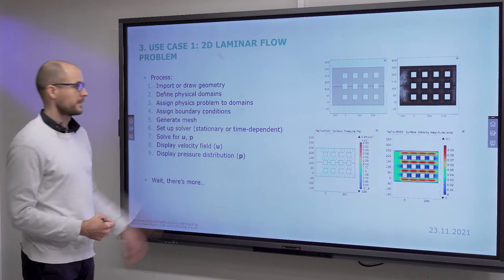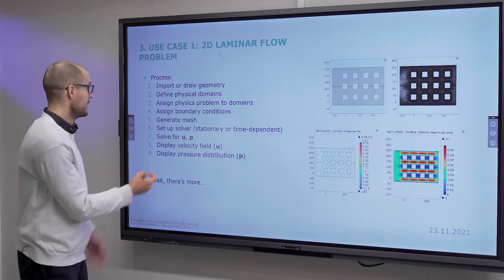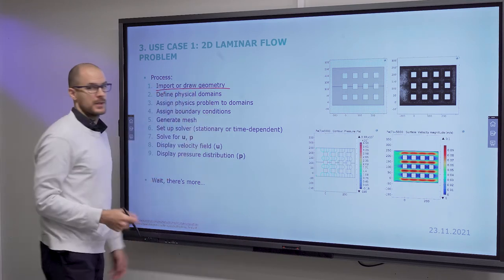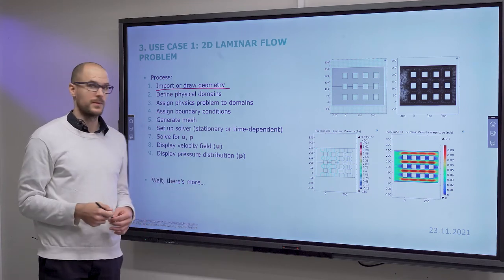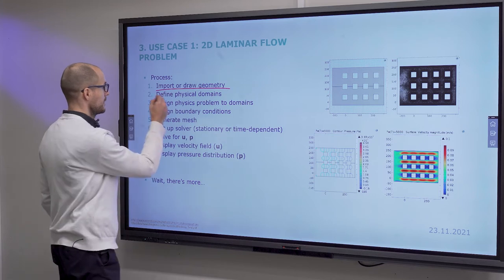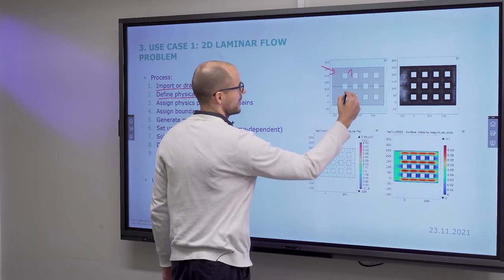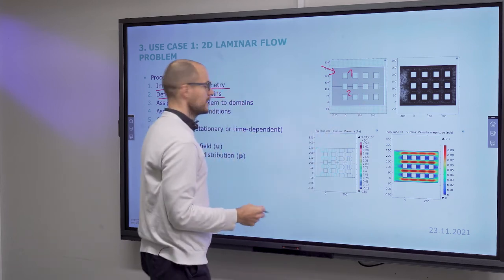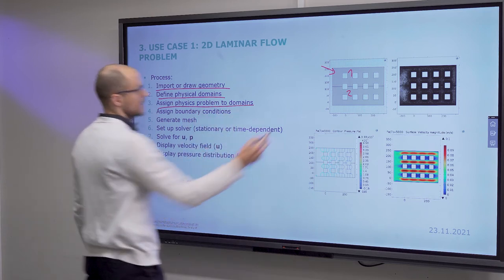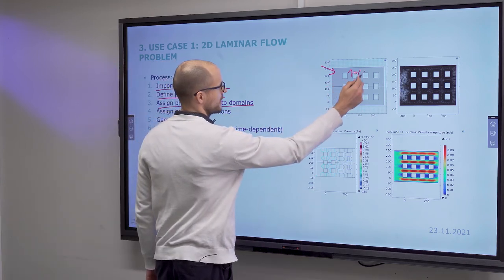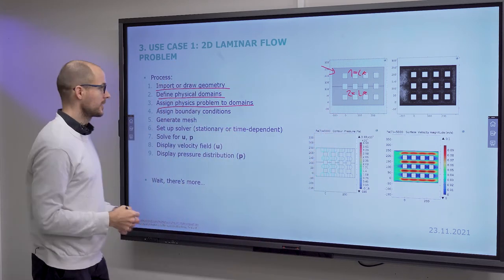How does this work? And this is what you will do in the first simulation lab. You first define your geometry. Either you import it or you make it inside your solver software. Then you define the domains. So here's your geometry, domain number one, domain number two. Then you assign physics problems to the domains. In this case, both will be laminar flow, or single phase laminar flow.